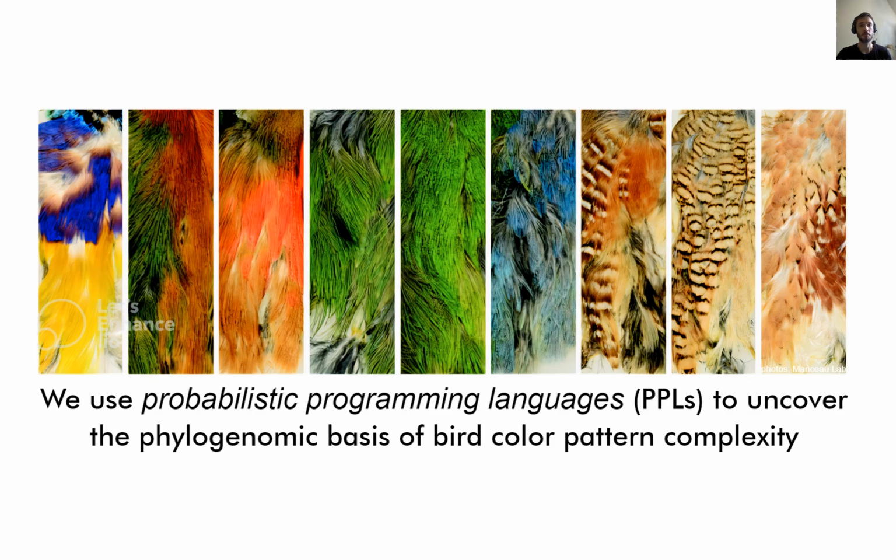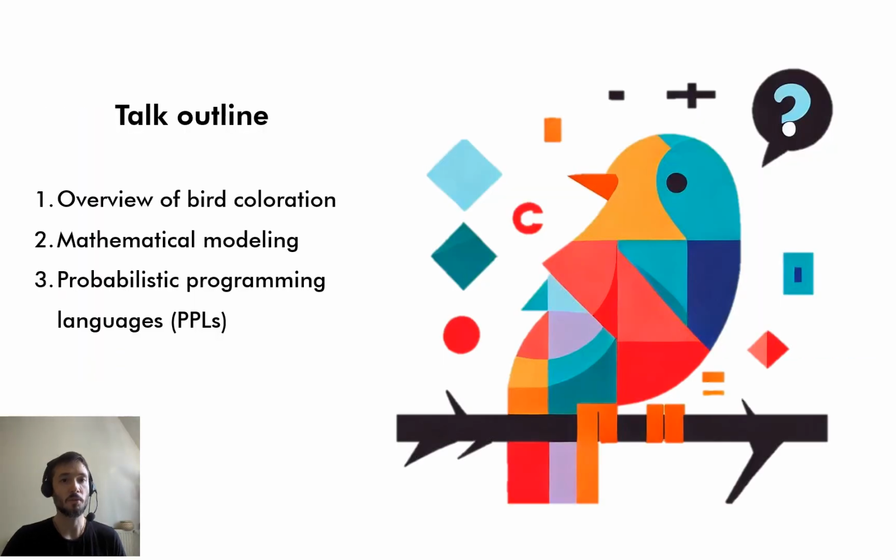I work together with biologists and mathematicians, and I use probabilistic programming languages to study the evolutionary history of bird color patterns. These are some of the extraordinary colors of the Estrildid family of finches. This talk will consist of three parts: a brief overview of bird coloration, then what our mathematical model shows so far, and to conclude, a crash course in probabilistic programming languages.